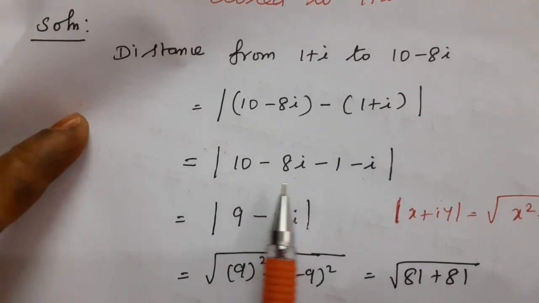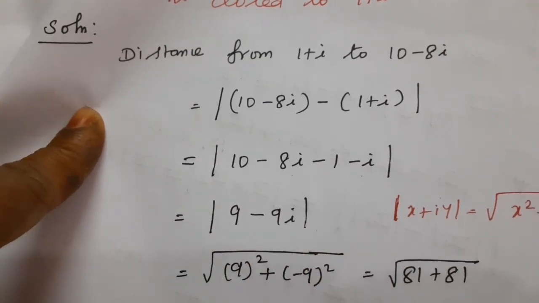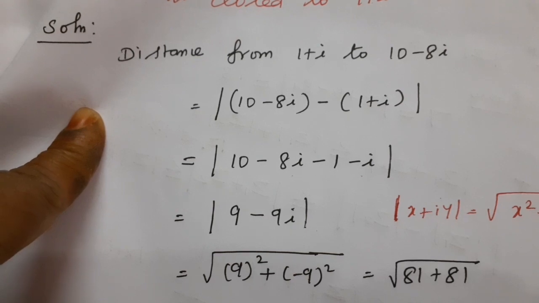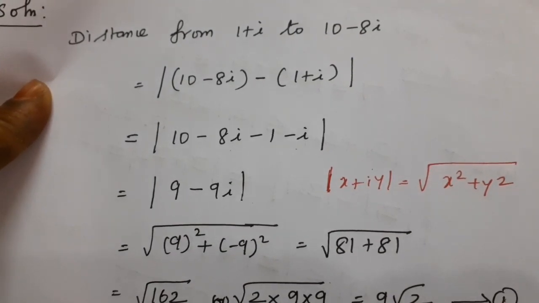Using the distance formula, we apply what? If we want to find the distance, it means find the modulus. Modulus is nothing but what? Root of real part square plus imaginary part square.